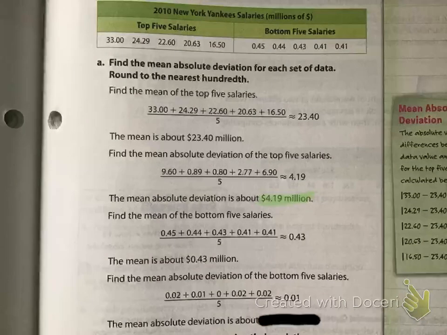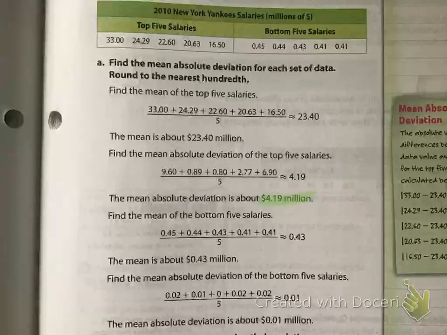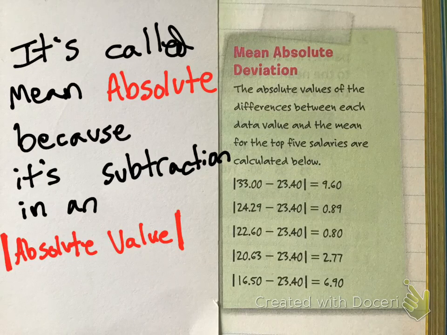So the mean absolute deviation for the other one is only about 0 and 1/100th million dollars. That's it. That's how you do it. It's just the mean of the mean. As I mentioned earlier, it's called mean absolute because it's subtraction in absolute value. So we see that on the side right here, it's subtraction in an absolute value.